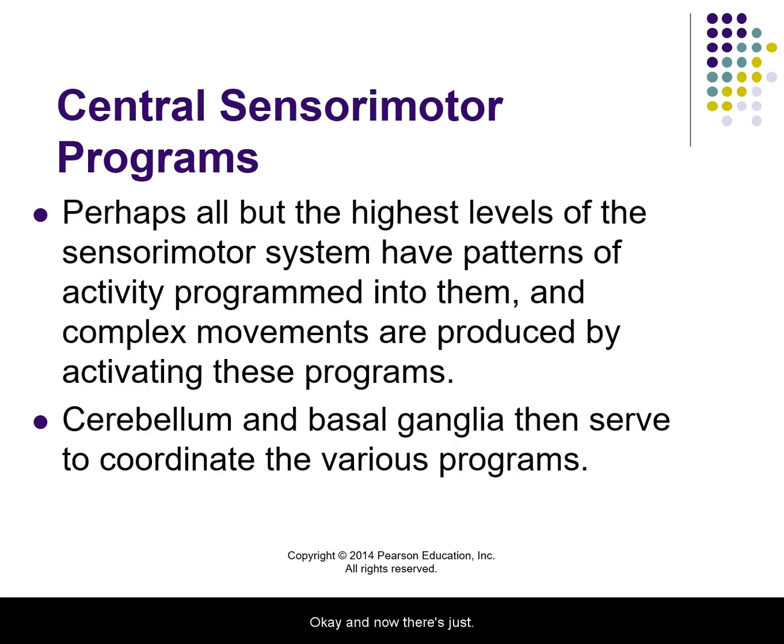Now there are just a few general components that I want to go over before we're done with this chapter. It says perhaps all but the highest levels of the sensory motor system have patterns of activity programmed into them, and complex movements are produced by activating these programs. Cerebellum and basal ganglia then serve to coordinate the various programs.